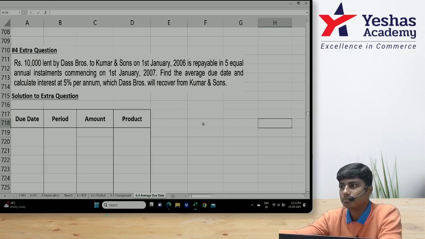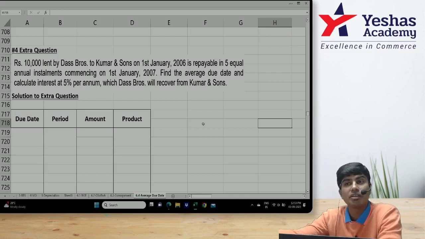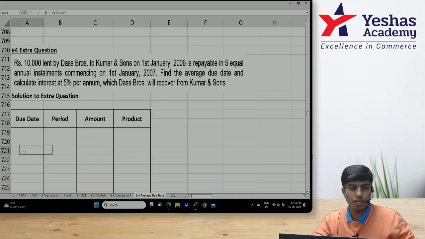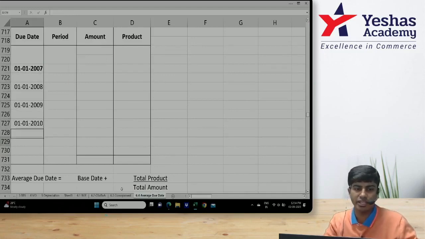Second payment. Everyone open your mouth and answer. Second installment, 2008. Third one. Fourth one. Last one. Okay, now observe this. You only told me this: 1st of January 2007, 8, 9, 10, 11. We need to pay what amounts? 2000.